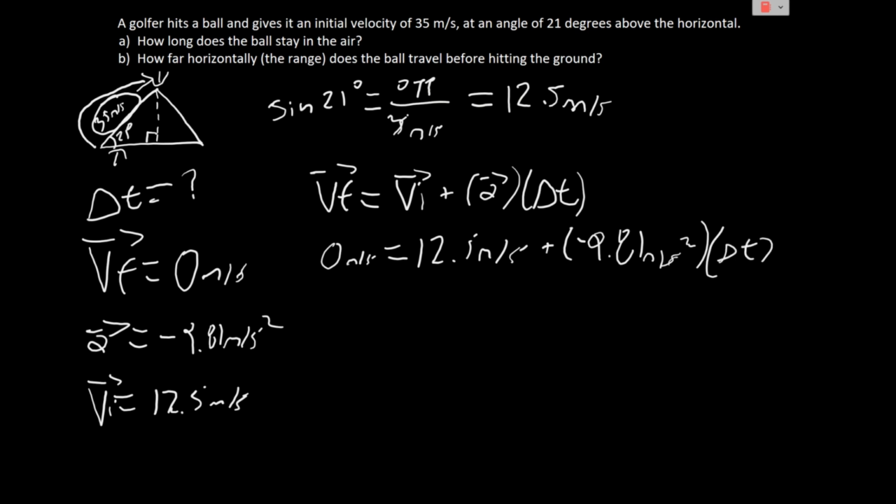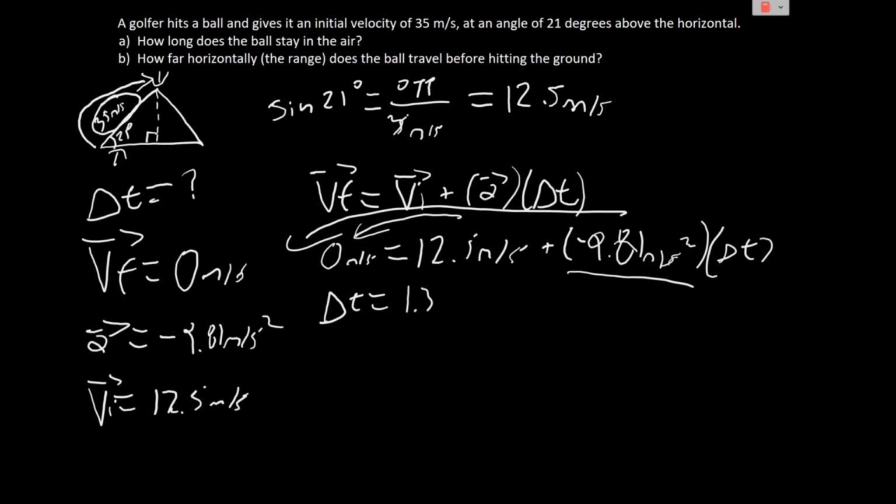Now to isolate for time, we can either move this onto the other side of the equation, making it negative, and then dividing out the negative with this negative 9.81, or we can move this 9.81 onto the other side. Either way, our time should be 1.3 seconds. However, this is not our final answer.